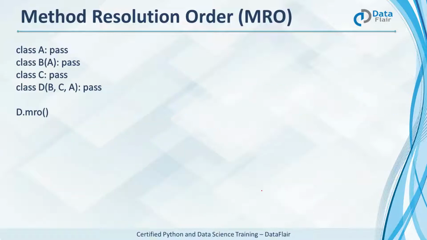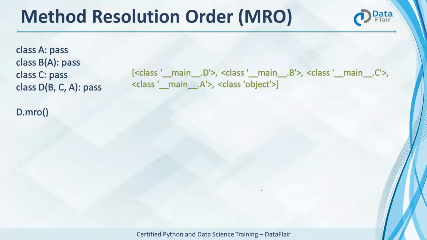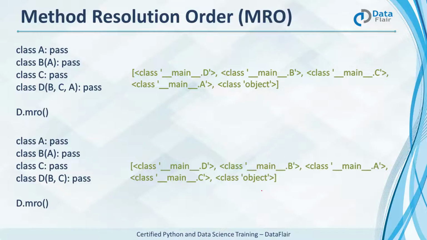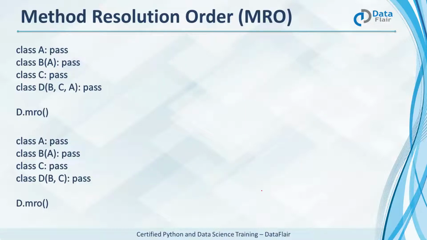Let's take one more. B inherits from A, D inherits from B, C, and A. What's the MRO for D? D, B, C, A, and object. And this one? B inherits from A and D from B and C. D, then B, A, then C, and then object. Let's figure out these two as well.